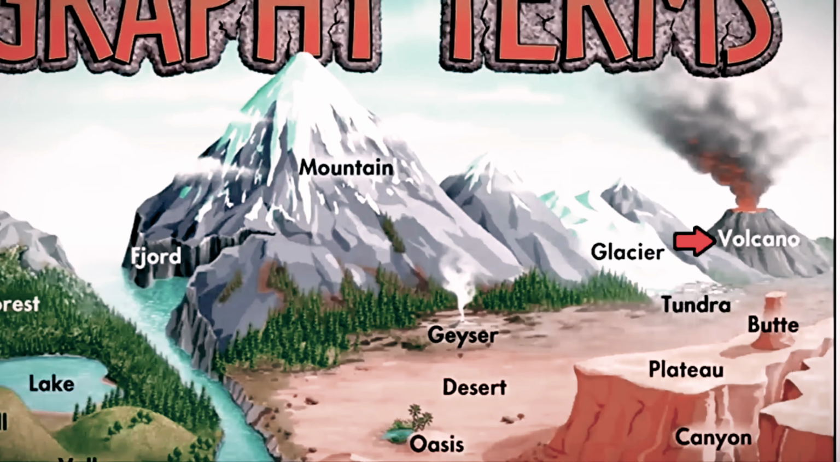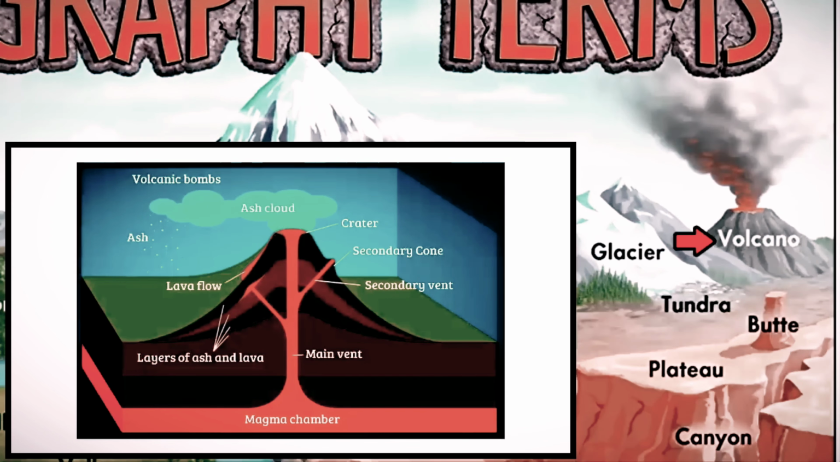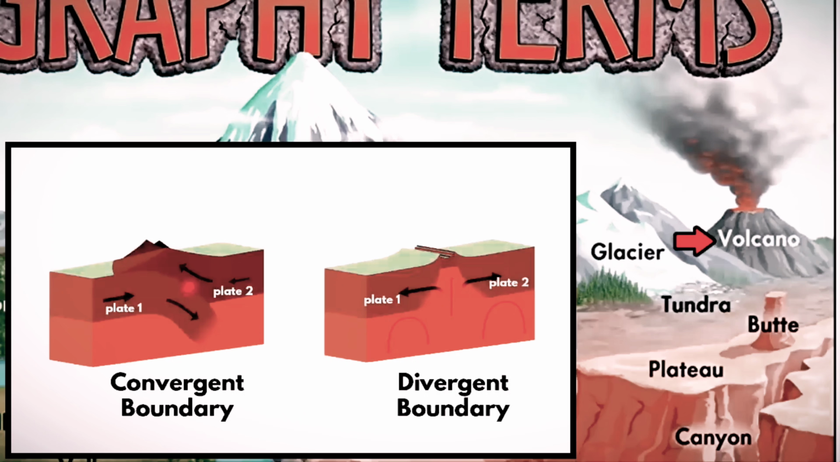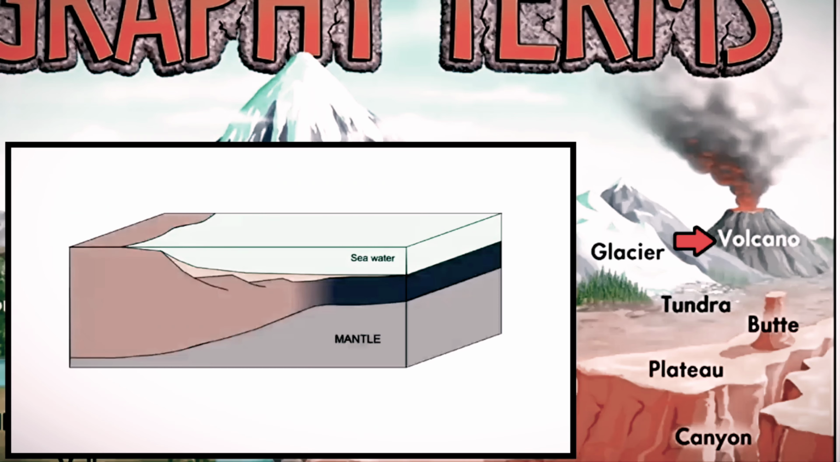Now coming to a volcano. Volcanoes are formed when magma comes out from within the Earth's upper mantle. Now how does magma come out of the Earth's crust? It can happen in two ways: when two tectonic plates collide or when two tectonic plates move apart. Now you need to understand that tectonic plates are of two types. One is a continental plate and the other is an oceanic plate.